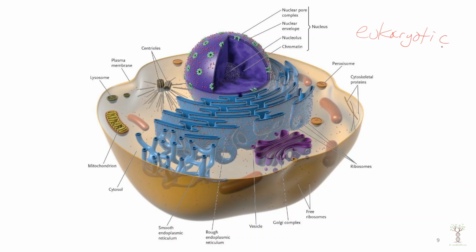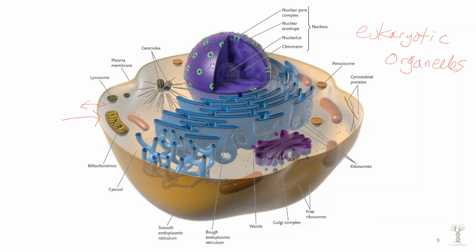Eukaryotic cells are complex, and that means they have organelles. Organelles that have membranes. Eukaryotic cells have a plasma membrane. So this is our phospholipids and our cholesterol and our protein molecules that are going to let things move in and out of the cell.